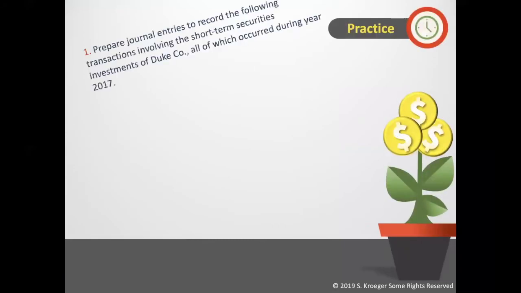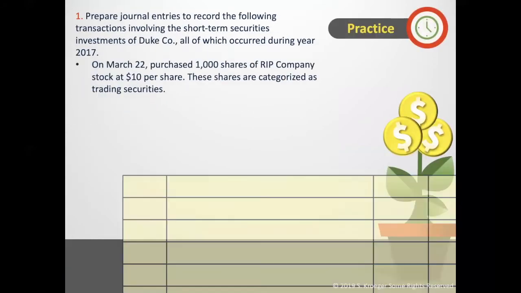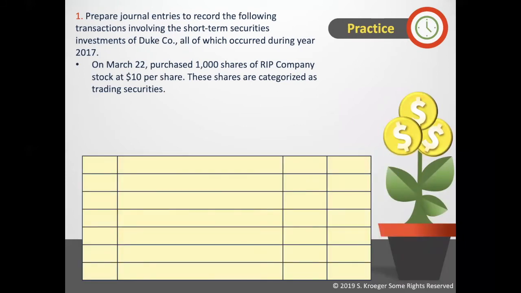Let's practice these entries with number 1 on your classwork. Prepare journal entries to record the following transactions involving the short-term securities investments of Duke Co., all of which occurred during 2017. First, on March 22nd, purchased 1,000 shares of RIP Company stock at $10 per share. These shares are categorized as trading securities.